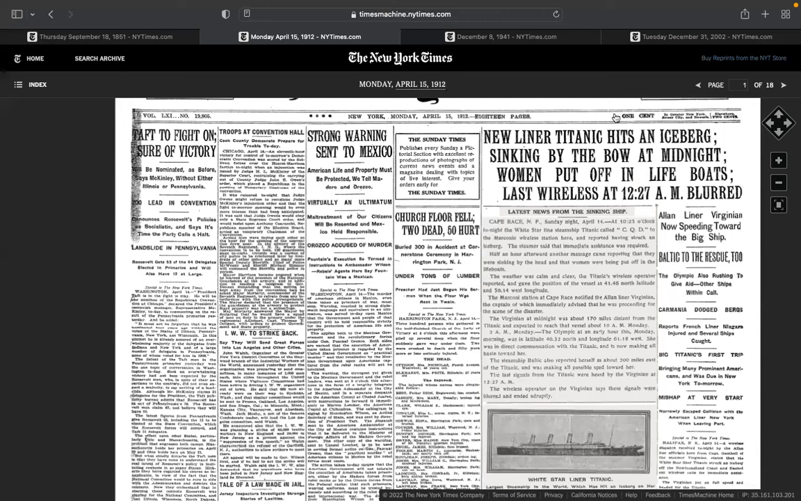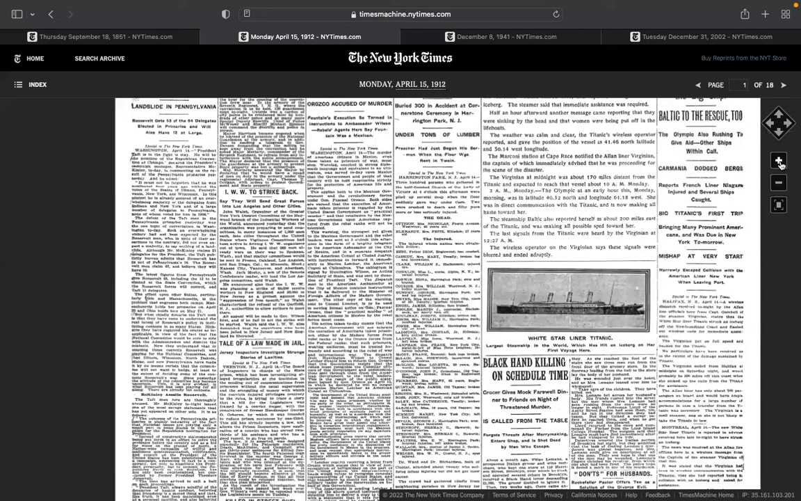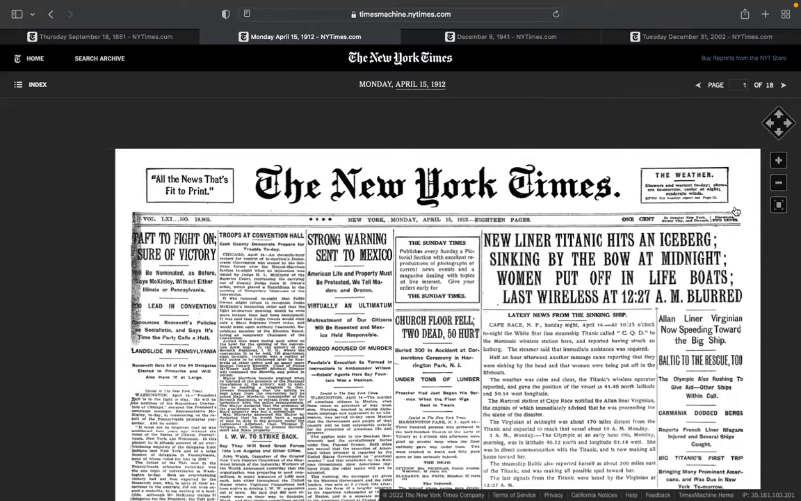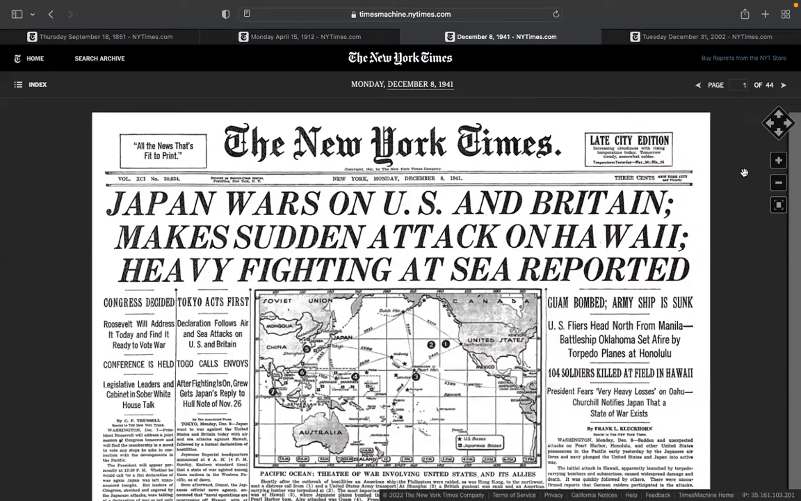The only ads I see are of their Sunday Times displayed in the top middle and in the top right displaying a weather report for New York. More stories are displayed on this front page talking about the news of the Titanic, but very well organized and easy to read. The third front page I'm covering was from December 8th, 1941.